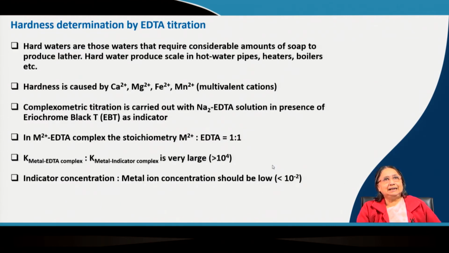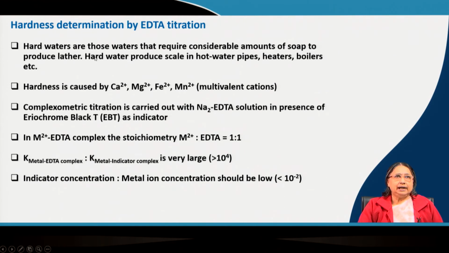Now comes the hardness determination. We always do the hardness determination by EDTA titration, ethylene diamine tetraacetic acid. We all know that hardness is caused by multivalent cations. Although many people think that it is caused by calcium ion or magnesium ion, actually it can be caused by other multivalent ions also, like iron, ferrous, or maybe manganese, or even strontium, Sr2 plus, barium 2 plus, anything, but usually strontium and barium do not occur in nature.